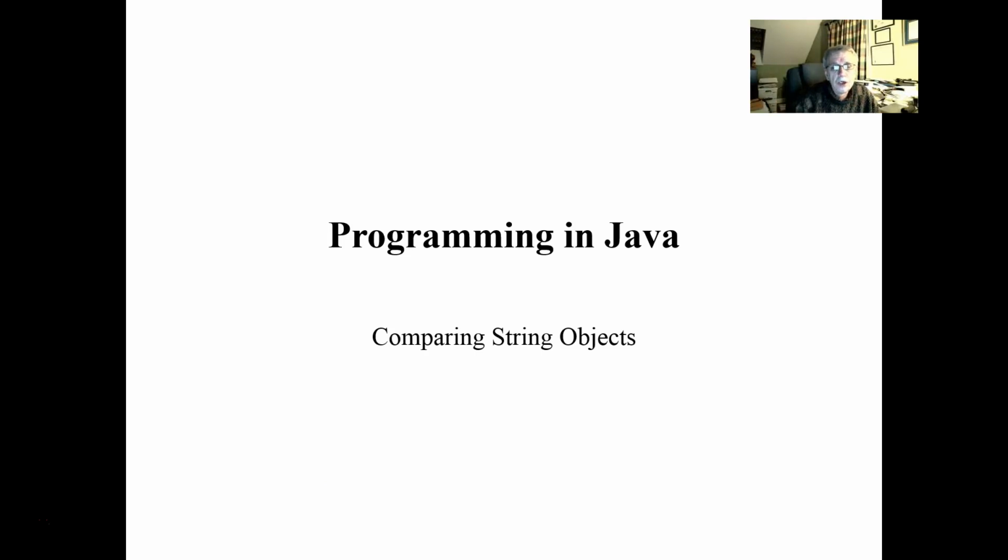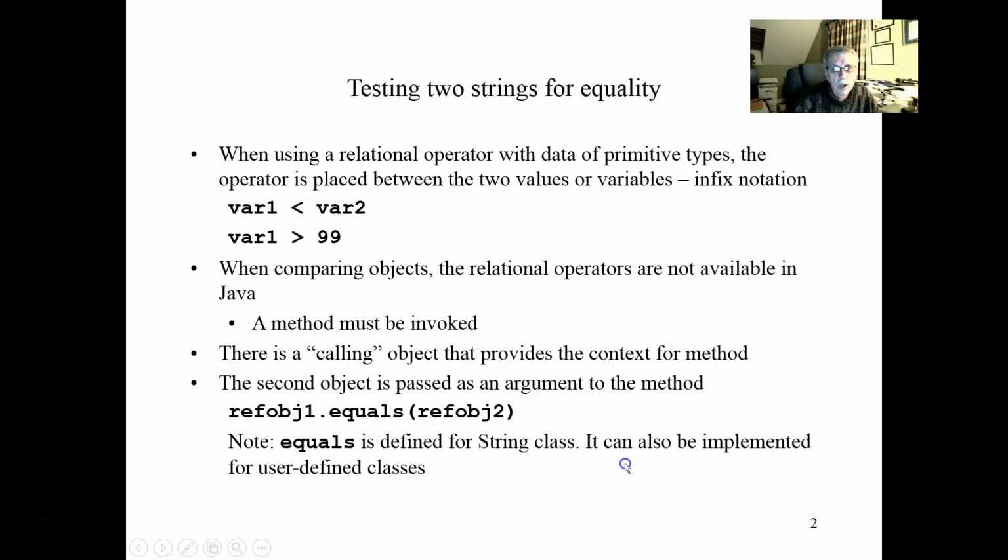Today we continue our examination of the Java programming language, and we're going to talk a bit about how to compare string objects. When you compare objects, it's a bit different than comparing two variables or two values of a primitive data type, such as integer. What happens is you formulate an expression with primitive data types where what you're doing is specifying one variable or one value, then the relational operator, and then finally a second variable or value. This is what we call infix notation. The operator is placed in between the two operands, the two things being compared.